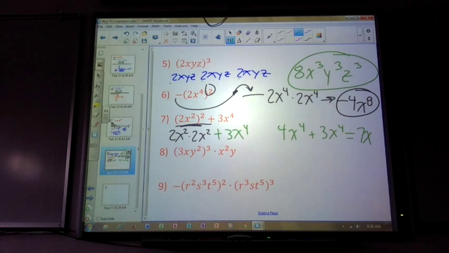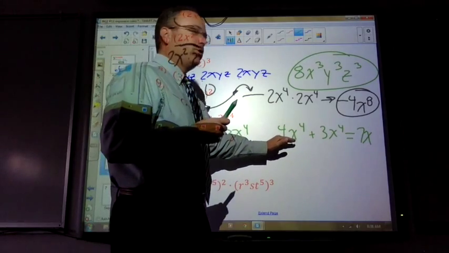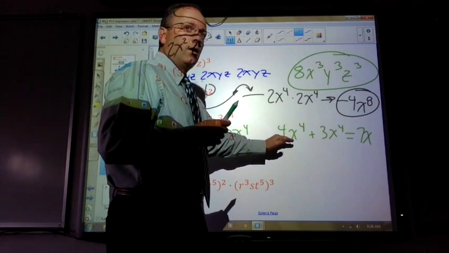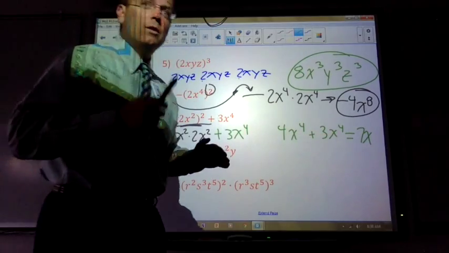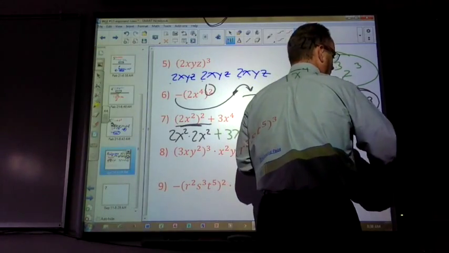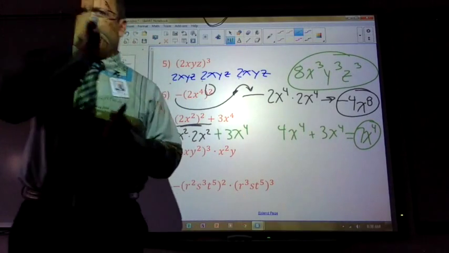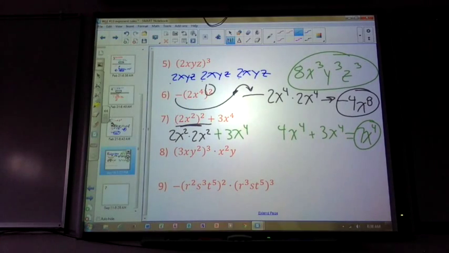So if I don't change the exponent, I'm only counting. What does the exponent have to say? I'm only counting. How many x to the fourths do I have here? How many do I have here? How many do I have total? 7x to the fourth. I have 7x to the fourths. So we're not increasing it at all.